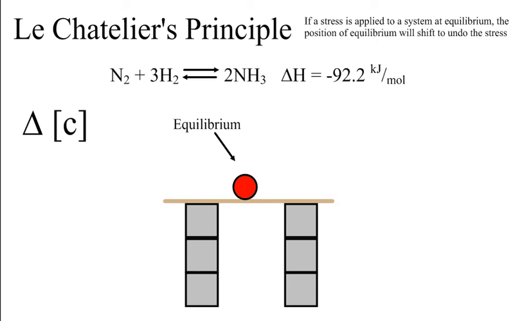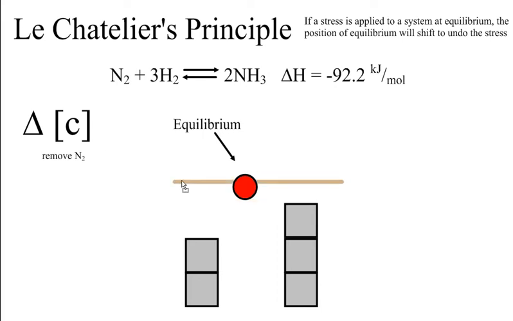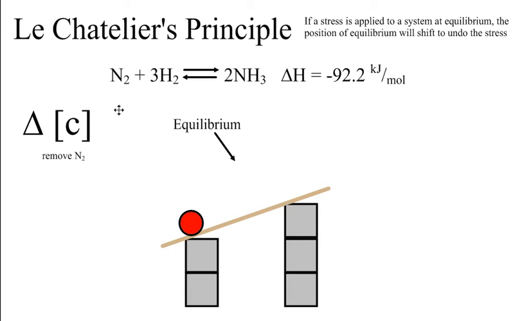So first off, the easiest one is changing the concentration. Let's just say I'm going to change the concentration of nitrogen gas. If I remove nitrogen gas, that means I'm going to take away one of the cinder blocks on this side. So our equilibrium, our little piece of wood here, is going to drop down like that. Now which way is the ball going to roll? Well, with gravity, the ball will come down this way. So equilibrium will shift towards the production of more reactants. So we're now going to have a larger arrow in this direction and a smaller arrow in the forward.